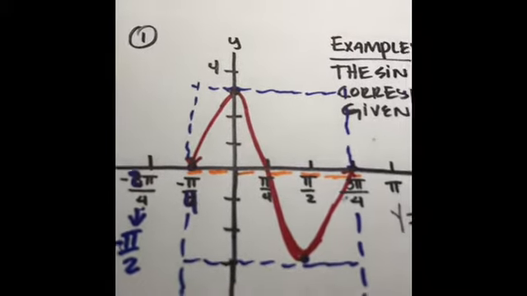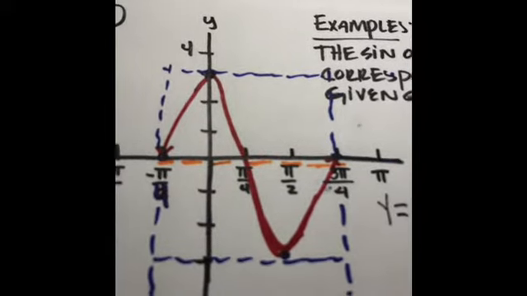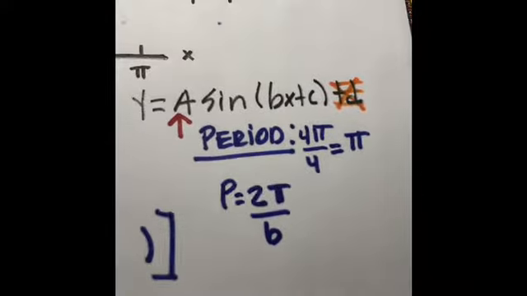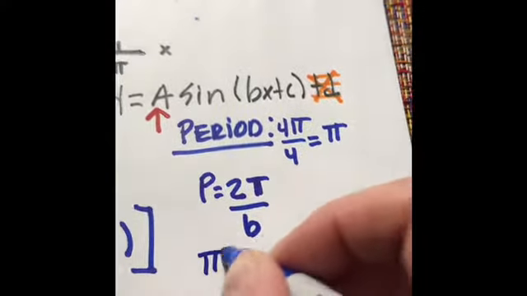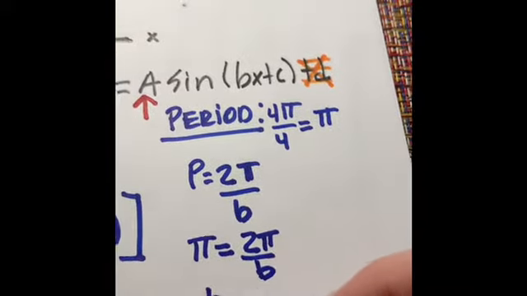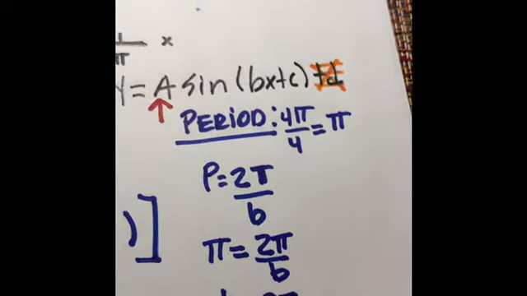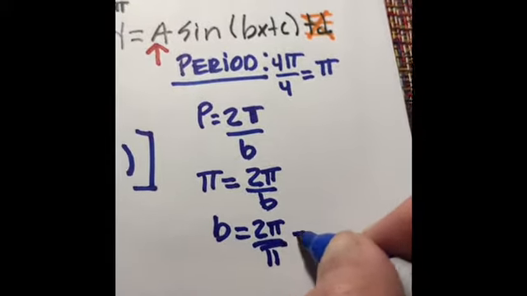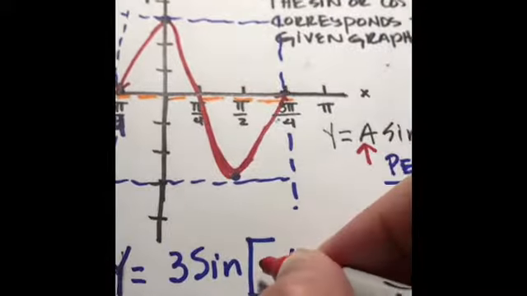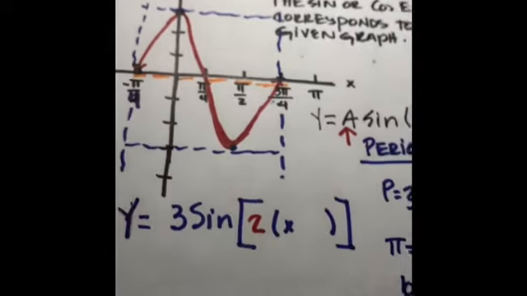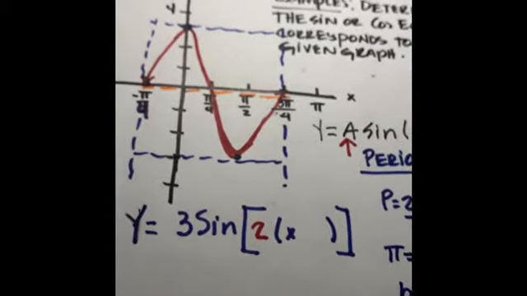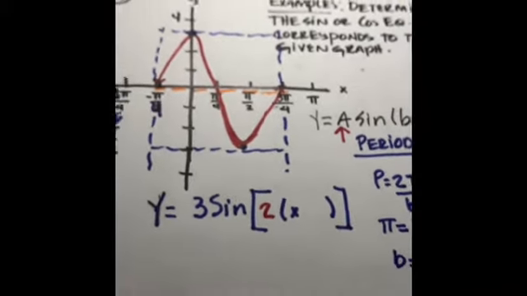From the period, I remember that the formula for period is 2 pi over b. From there is where I'm going to get the b value. It will be pi is equal to 2 pi over b. This means that b is equal to 2 pi over pi, which is equal to 2. So that b value is going to be 2. That is written outside of the parentheses. Remember that at first I have to write it outside the parentheses and then determine the horizontal movement and the FOIL, as we did in the examples from yesterday.